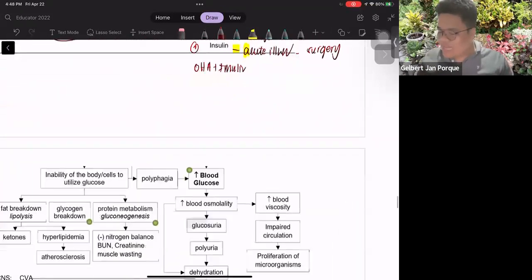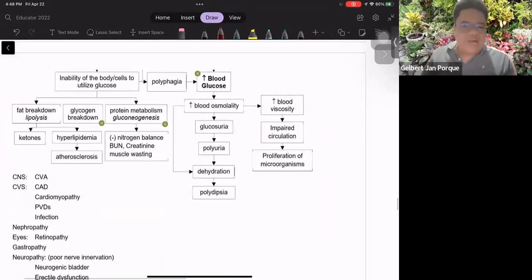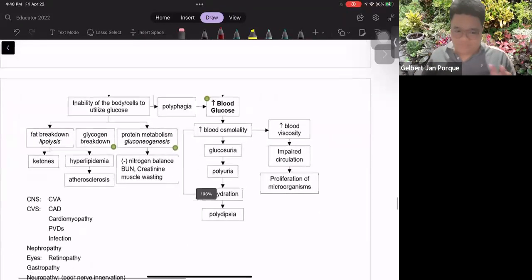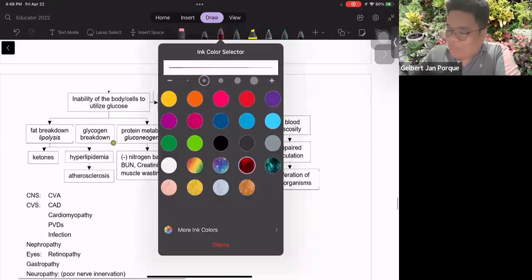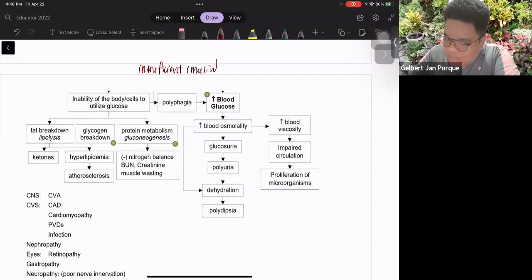Now, let's go towards the pathophysiology of your diabetes mellitus. Class, there are a lot of ways for you to do your pathophysiology. This one, try to keep it to the minimum. So let's have it. One problem is insufficient insulin. Now, because the insulin is lacking, class, there will be an inability of your body cells.